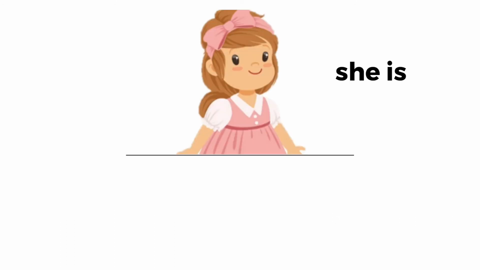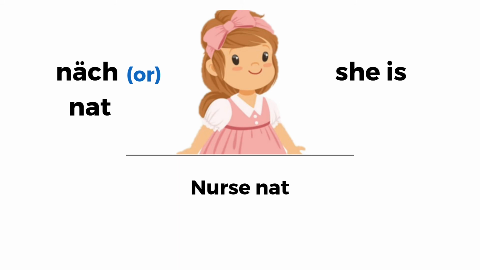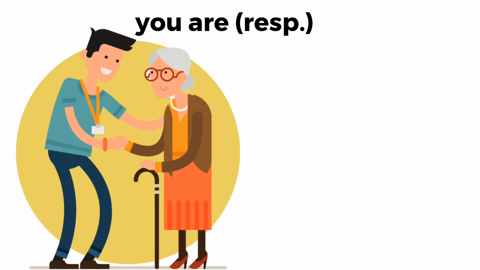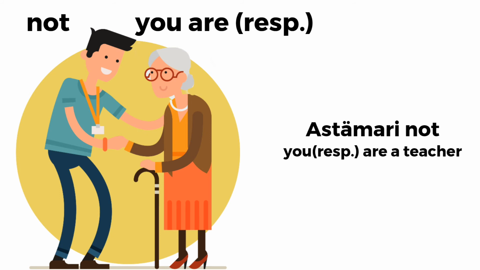You have 2 options for she is. You can either say nech, or you can say not. Either one works, so you can use them interchangeably. So for example, you can say nurse, not, or you can also say nurse, nech. And when talking to an elderly, you should say not. You are polite form. So you can say astamari, not.